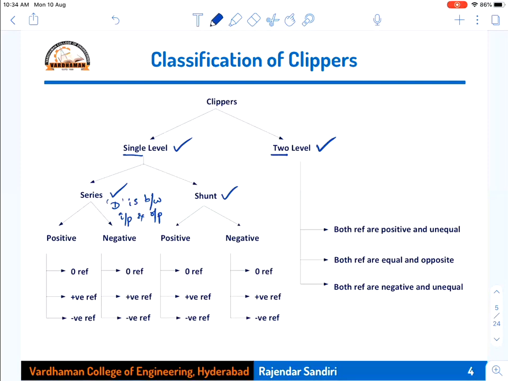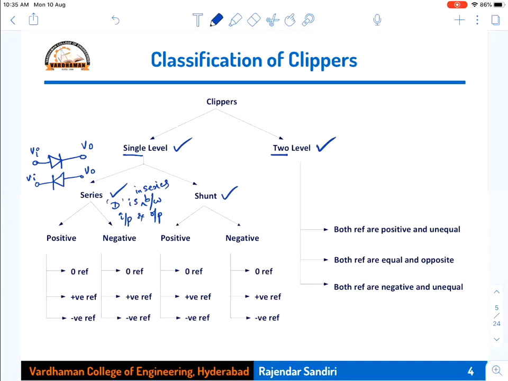Connected in series between input and output. How can we connect the diode in series between input and output? This way. This is input, this is output. Or the direction of the diode can also be interchanged. This is also a series clipper. So if the diode is connected in series between input and output in either direction like this, then we call those types of clippers series clippers.